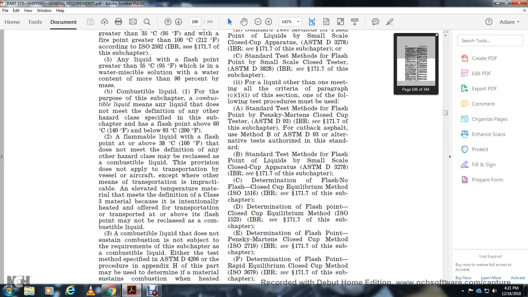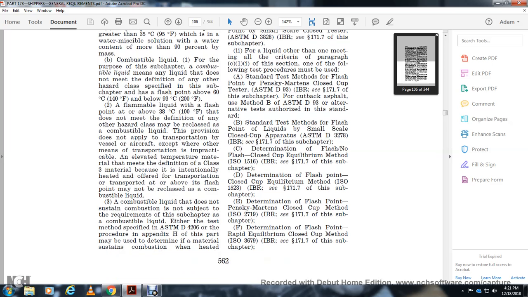A combustible liquid that does not sustain combustion is not subject to the requirements of this subchapter for combustible liquids. Either the test method of ASTM D4206 or the procedure in appendix H of this part must be used to determine whether a material sustains combustion when heated.